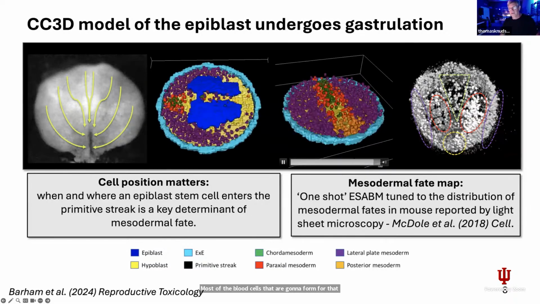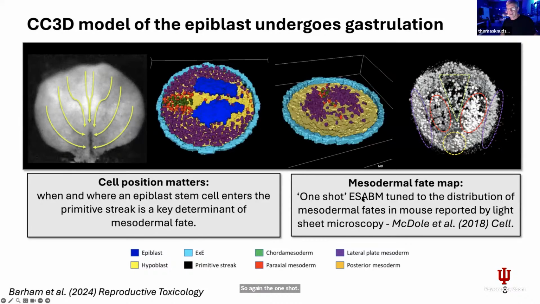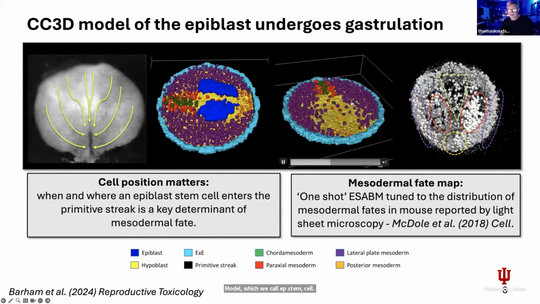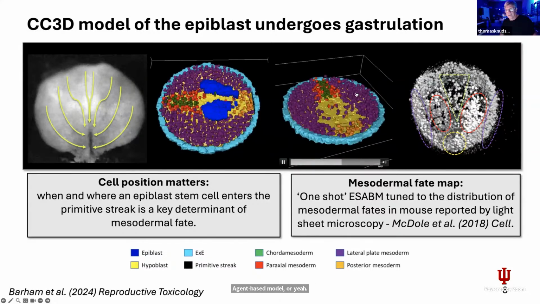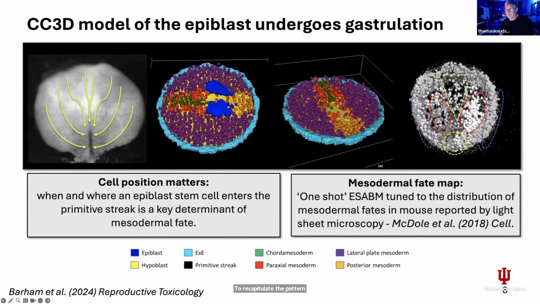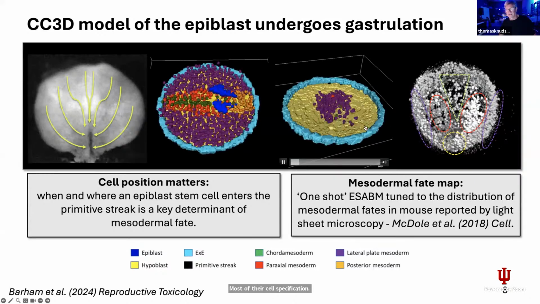So again, the model, which we call the Epiblast stem cell agent-based model, or ESABM, has been tuned specifically to recapitulate the pattern of mesodermal cell specification in the mouse embryo. And it does a pretty good job.